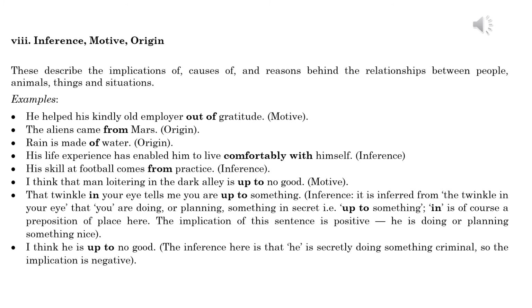Eight. Inference, motive, origin. These describe the implications of, causes of, and reasons behind the relationships between people, animals, things, and situations. Examples: he helped his kindly old employer out of gratitude. Motive: the aliens came from Mars. Origin: rain is made of water. Origin: his life experience has enabled him to live comfortably with himself.